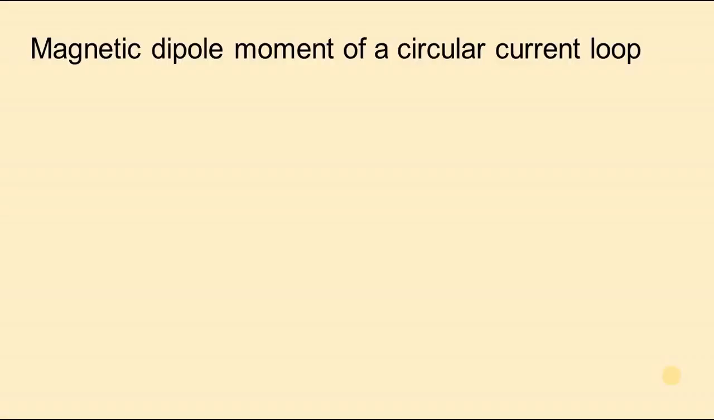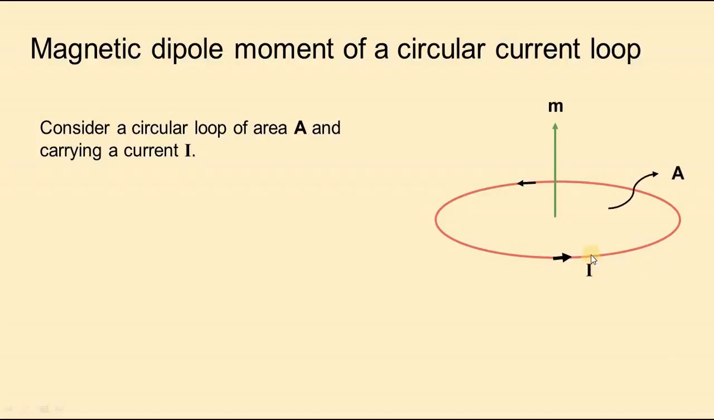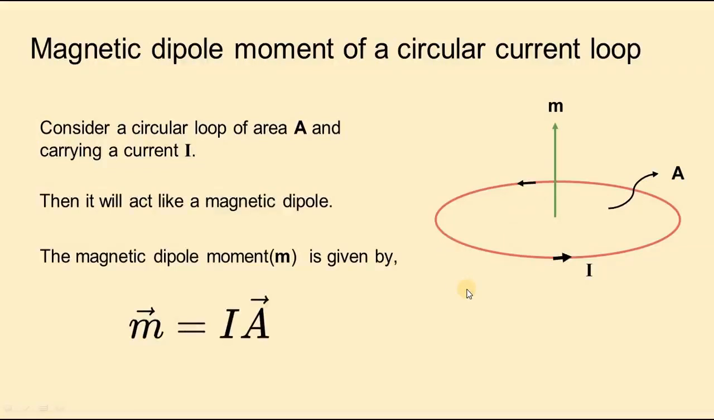The magnetic dipole moment of a circular current loop. We consider a circular current loop carrying a current I and having an area A. This current loop will act as a magnetic dipole. The magnetic dipole moment M is given by M equal to IA.